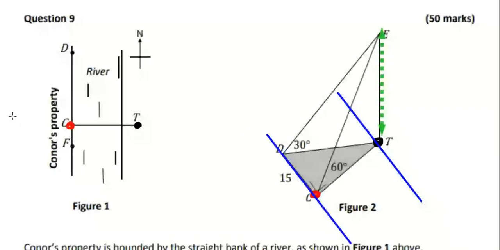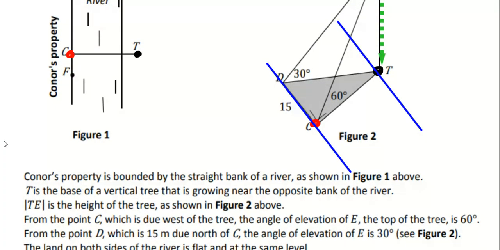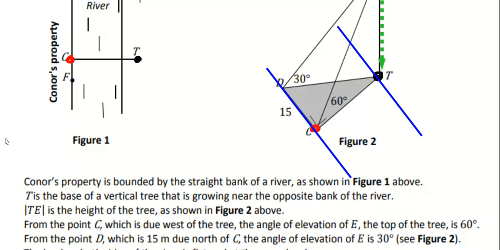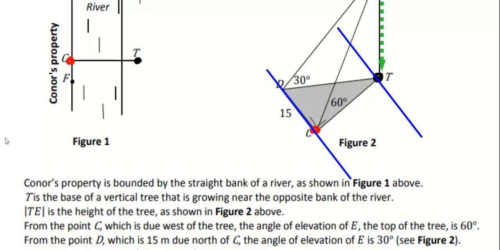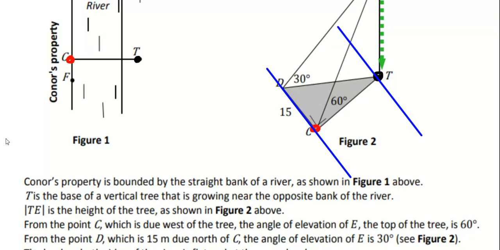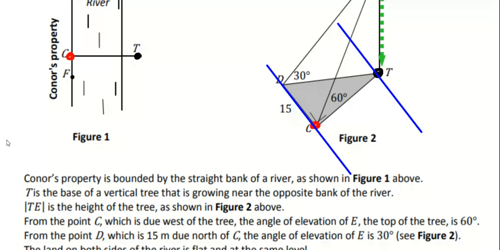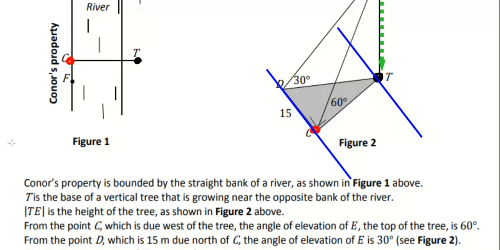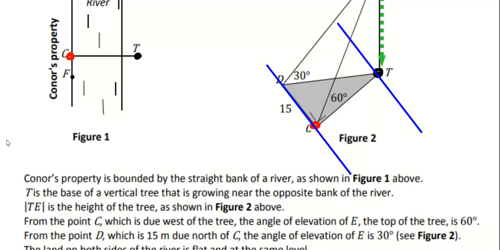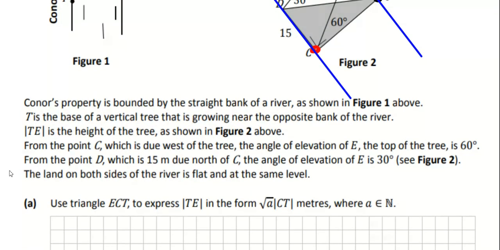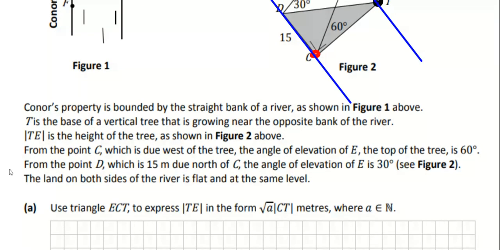That is the height of your tree. Next thing, from a point C, which is due west of the tree, the angle of elevation E from the top of the tree is 60 degrees. From the point D, which is 15 meters north, the angle of elevation to E, the top of the tree, is 30 degrees. The land on both sides of the river is flat and at the same level. Use the triangle ECT, express TE in the form root A CT meters.